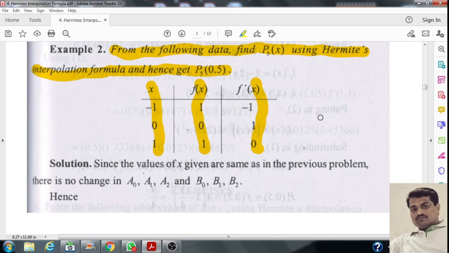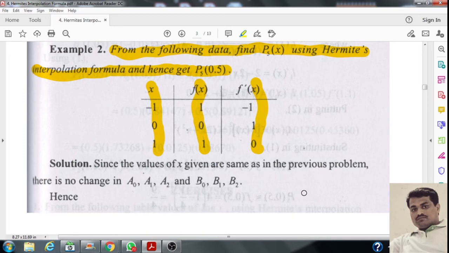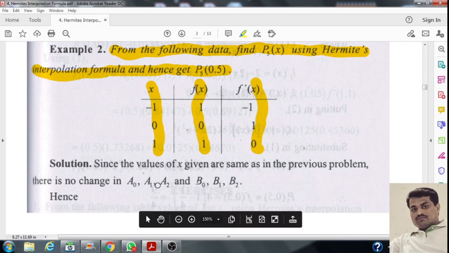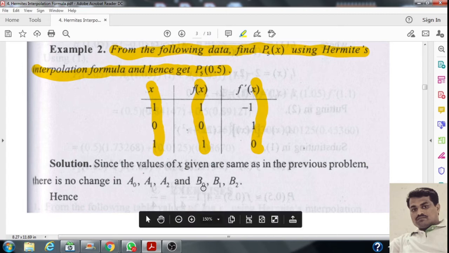Okay, here we use the Hermite's interpolation formula, and also you remember one thing: if the values of x given are the same, then the values of a0, a1, a2 and b0, b1, b2 will be the same, because the values of a0, a1, a2 are completely based on the values of x0, x1, x2. Also, the values of b0, b1, b2 depend on the values of x0, x1, x2.